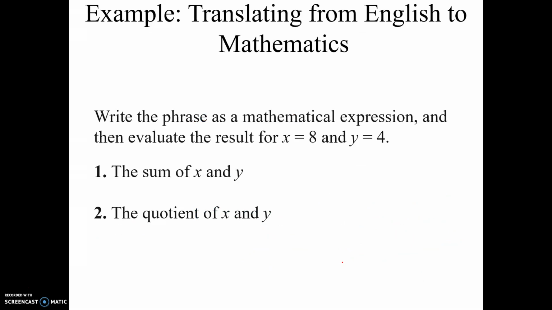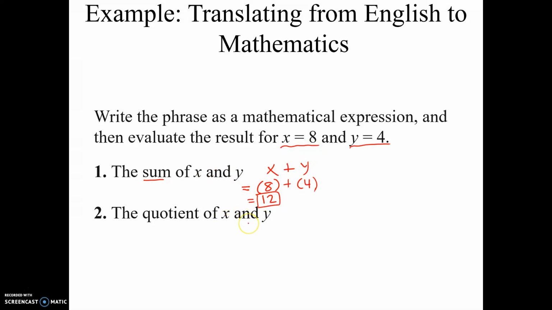Write the phrase as a mathematical expression and evaluate the result. The sum of x and y. The word sum means addition. So we have x plus y. And now we're going to evaluate the result for x equals 8 and y equals 4. So this equals 8 plus 4, make sure we use parentheses, which equals 12. So the expression x plus y, which represents the sum of x and y, has a value of 12 when x equals 8 and y equals 4.